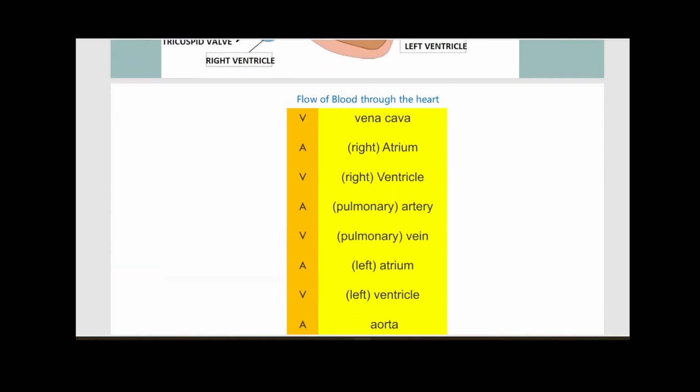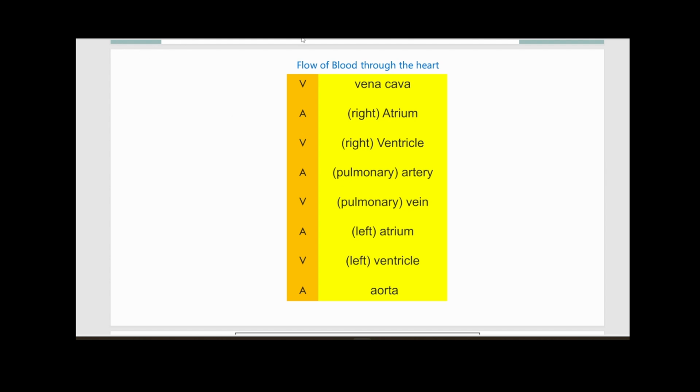Now let's move on to the flow of the heart. I already told you the flow of the heart. This is another trick. If you write VA four times, that is the exact order in which the blood is flowing through the heart. So blood enters the heart through the vena cava.